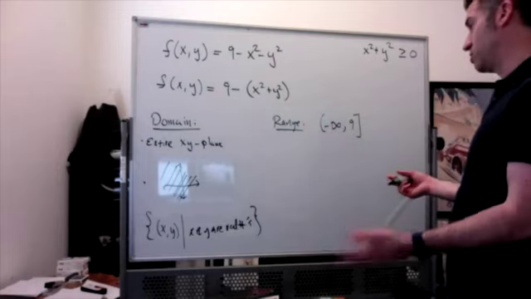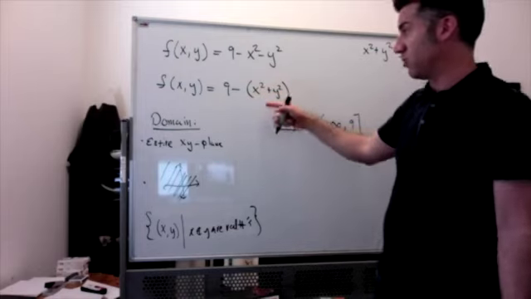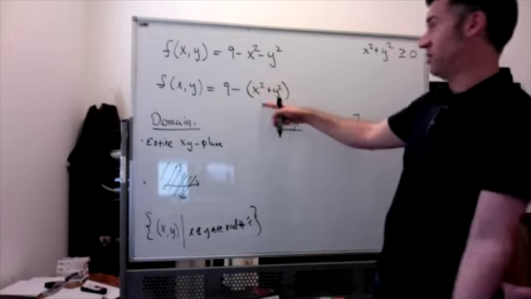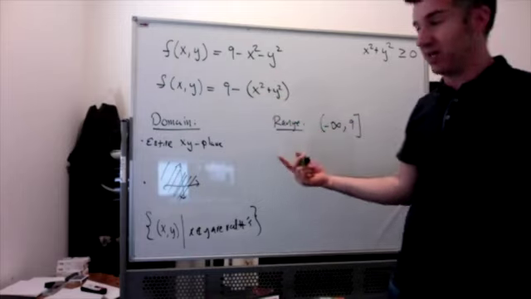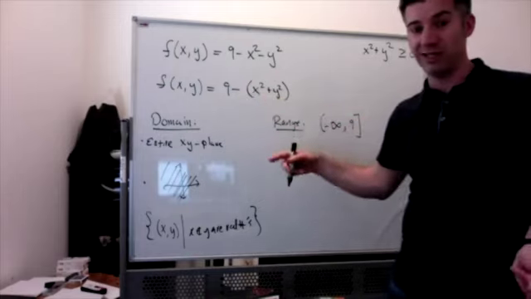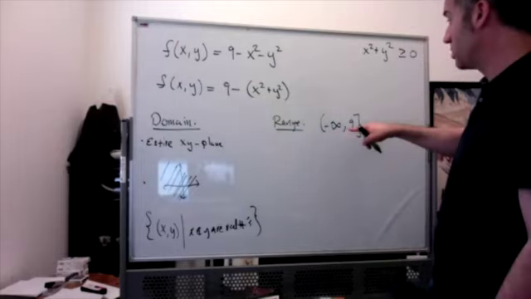Like if I wanted to see that 7 was in the range, I'd need this whole thing to equal 2. So I could say, well, x is the square root of 2 and y is 0. Or I could say x is 1 and y is 1, right? There's a lot of different ways I could get 9 minus 2. But the point is, it's in the range. There are x and y values that produce 7.